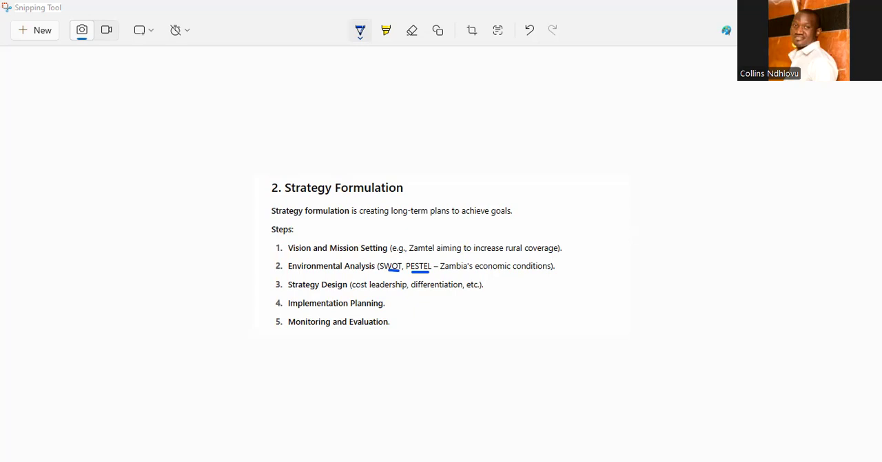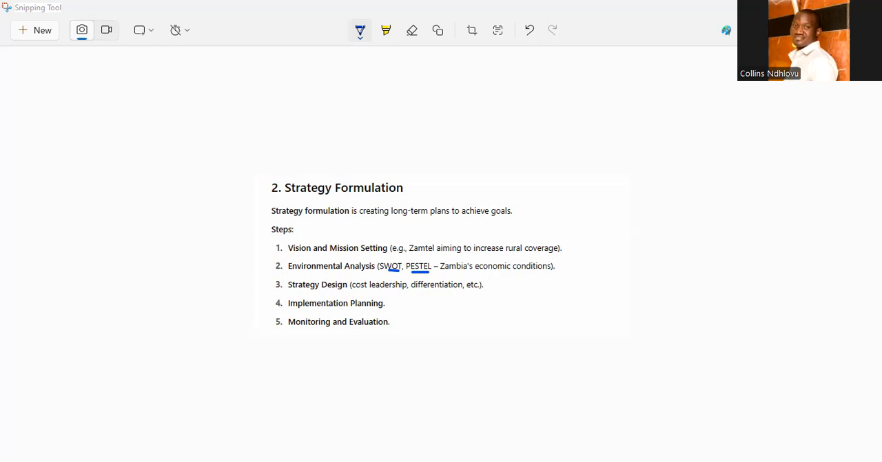So the example that we can look at in this context would be the changing policies. In Zambia, we know policies are usually changing. So an adjustment to policies like the taxes must be considered. A rise in taxes might affect profitability, whilst tax incentives might create what? Growth opportunities.